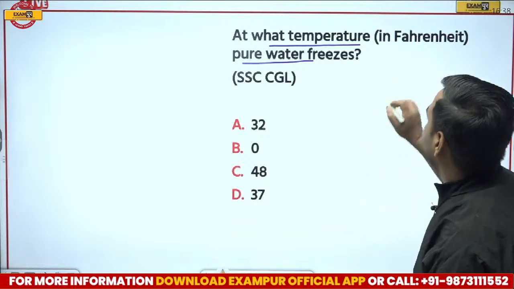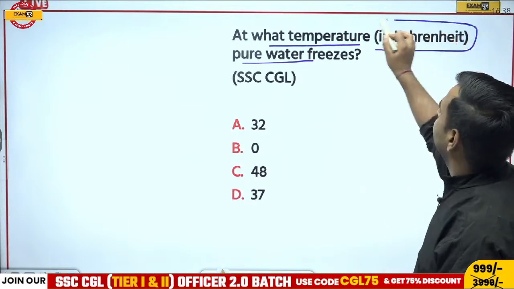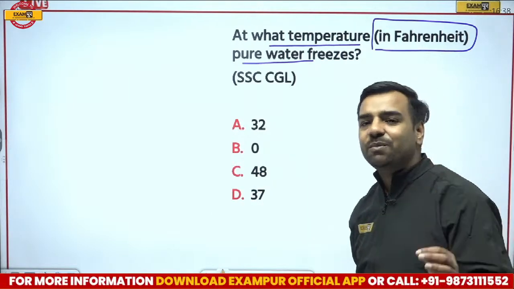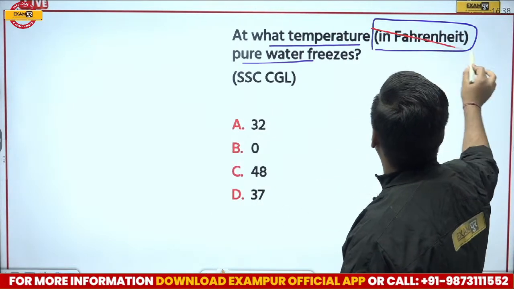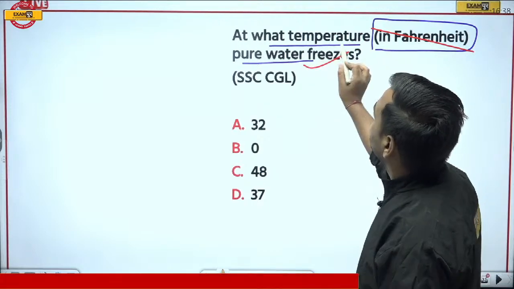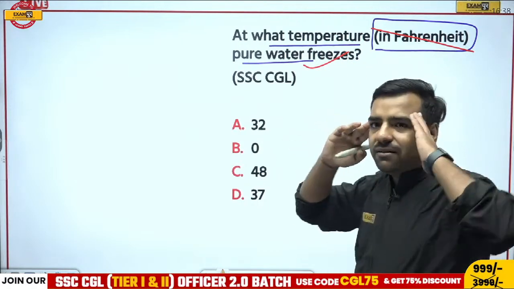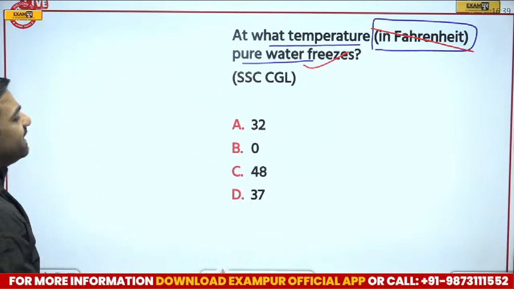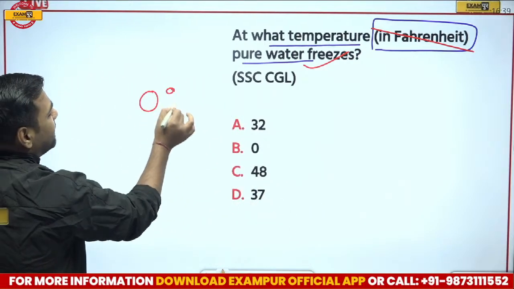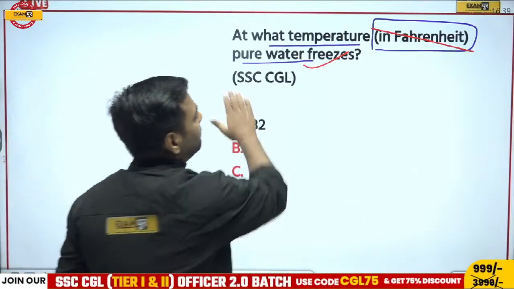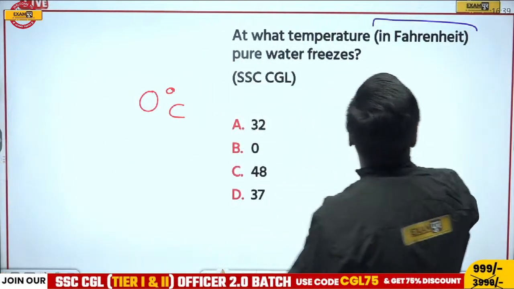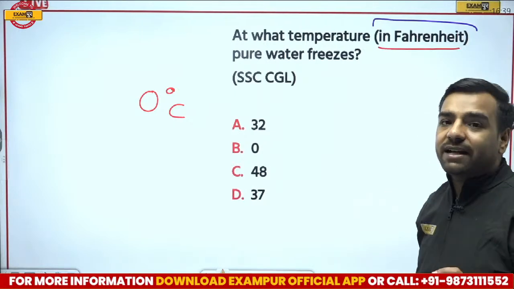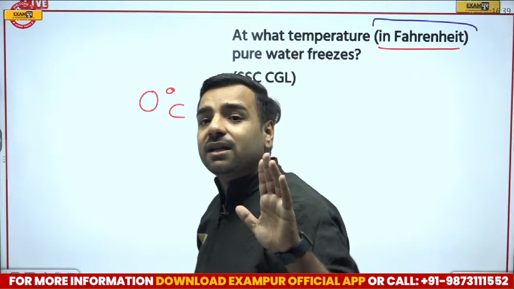Now what happens in the examination is that we miss this part. It's a very common thing for all humans that we skip this part and just check at what temperature pure water freezes. So the thing which comes into our mind is degree centigrade, right? If I go with degree centigrade, that would be 0 degree centigrade, that's for sure. But the main thing is that in Fahrenheit it is asked. Since it is asked in Fahrenheit, we have to give the answer in Fahrenheit.